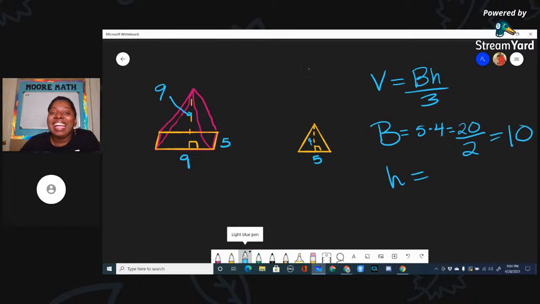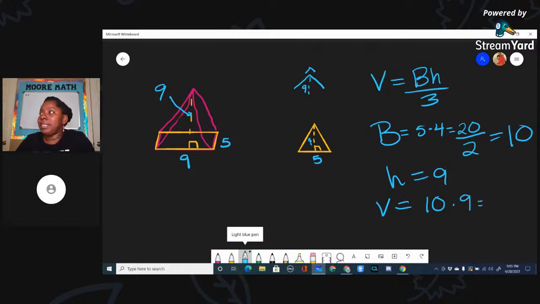Okay, so let's say the height of the pyramid. I'll draw it like this. So let's say this is the height of the pyramid, right? And the height of the pyramid is 9. Okay, give me the volume. 10 times 9 divided by 3. Excellent. And what's 10 times 9? 90. Good. And divided by 3? 30. Yes. Awesome.